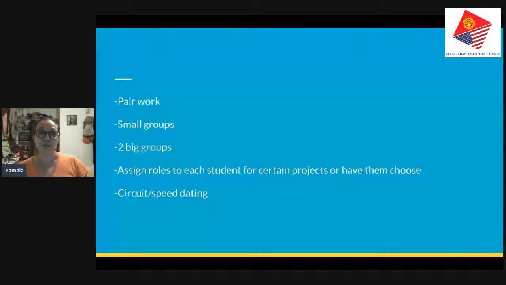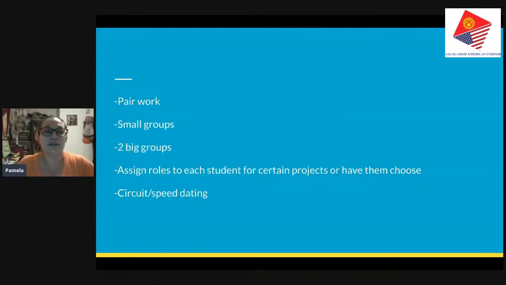You can do small groups. You can do 2 big groups. You can assign roles to each student for certain projects. You can have them choose the roles they want to do for projects. So you can have a small group with all the weak students. You can have a small group with all the strong students. I find this is actually the best one for group work, because again, there's no one person dominating anything. 2 big groups is one half of the class and the other half of the class. This is good for debates and things. It's quite rare, but it can be done.